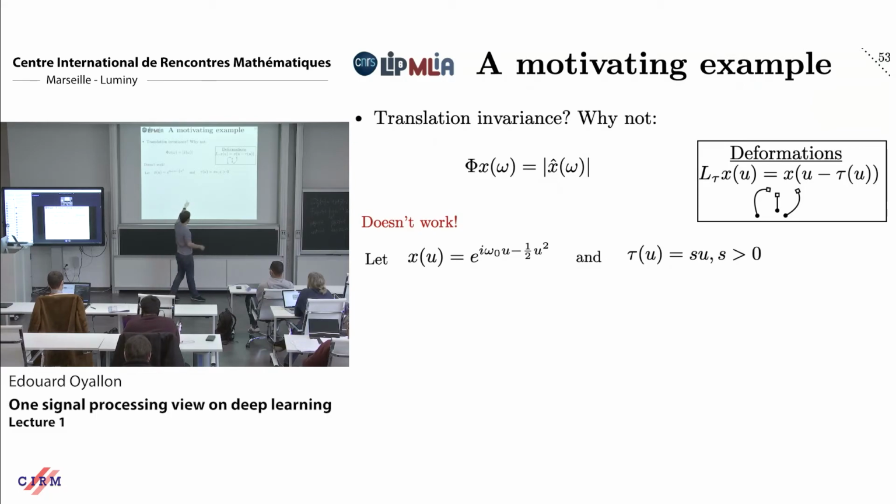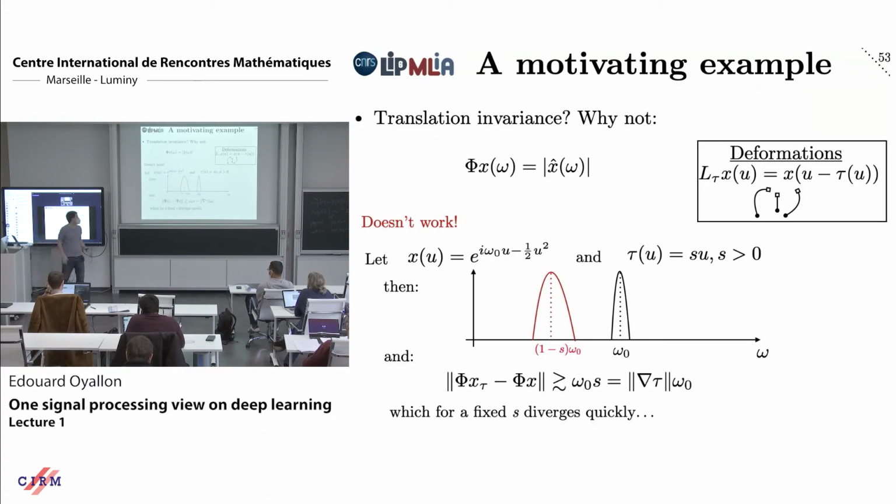So if you get this signal, which is a nicely centered Gaussian at the frequency omega 0, and if you take this deformation, which is simply 1 minus s of the dilation, a rescaling of the spatial coordinate, then you can prove that the Fourier transforms of those two signals are going to be quite distant, because the 1 minus s is going to behave as a rescaling of the central frequency. In this case, if you take the L2 norm between those two representations, they will be about equal to the central frequency of your signal multiplied by the deformation, so basically the norm of the Jacobian of the deformation.